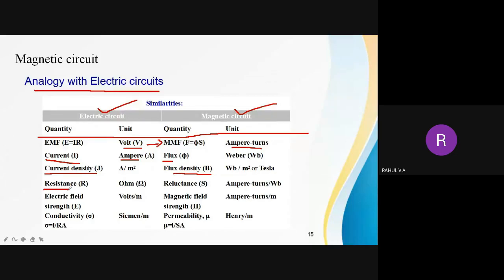In electrical circuit we have resistance, its unit is ohm. In magnetic circuit the analogy is reluctance, its unit is ampere turns per Weber. In electrical circuit we have electric field strength, volt per meter. There we have magnetic field strength, ampere turns per meter. In electrical circuit we have conductivity, sigma, unit is Siemens per meter. Here we have permeability, mu, Henry per meter. So in exams they will ask this question for 3 marks: compare electric circuit and magnetic circuit.